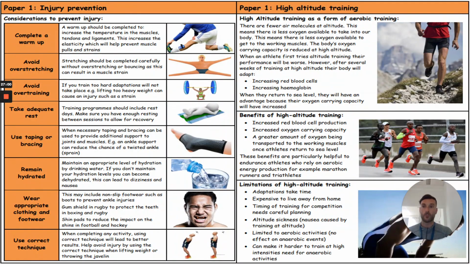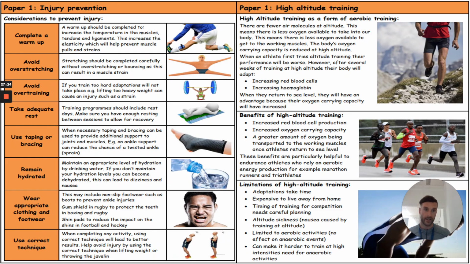Okay, injury prevention. How do we prevent injuries? Complete a warm-up. Don't overstretch. Don't overtrain, so you have to recover. Take adequate rest so that your body can recover. You can use taping and bracing. You can remain hydrated. You can wear appropriate clothing and footwear. So if you're wearing a gum shield or shin pads, you're less likely to get injured. And then you can use the correct technique. So improving technique will avoid injury.